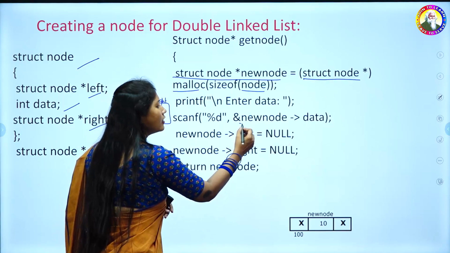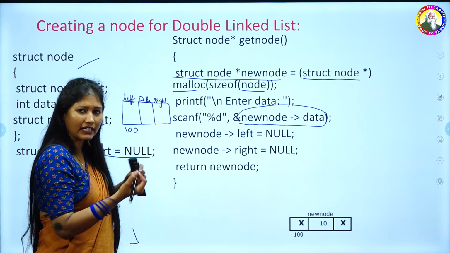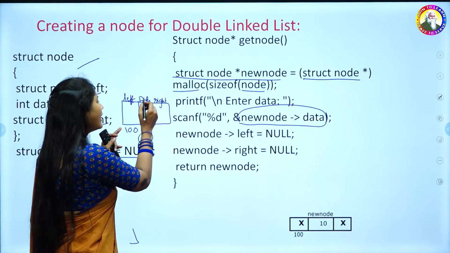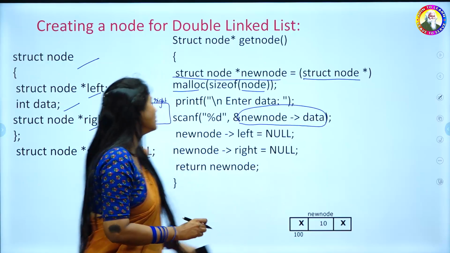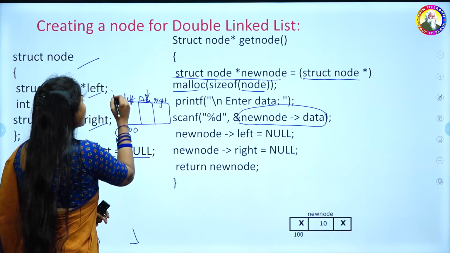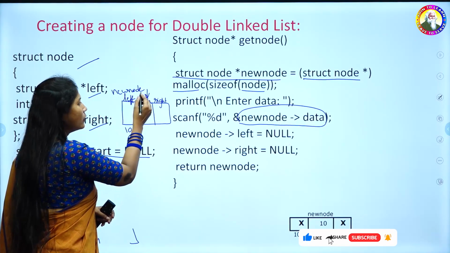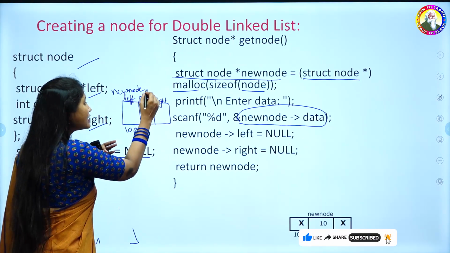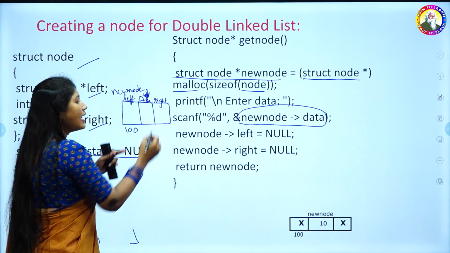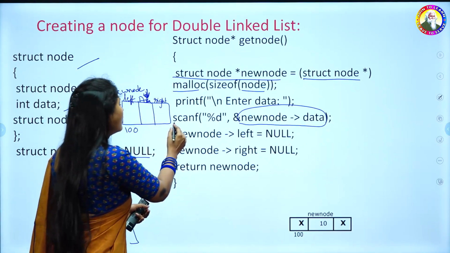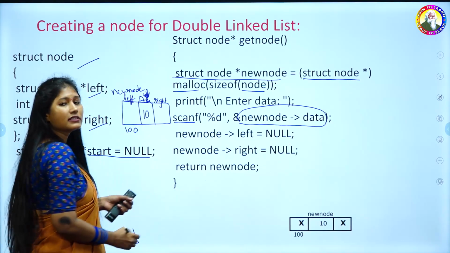Scanf. See here, instead of taking an a or a b variable, directly we are saying that in this new node, at this particular data, ampersand of new node data. This is a new node, right? The name we have given is new node. In this particular block, in this particular section, I need to enter some data. For example, here, by using the scanf, if I read the 10, that value will be inserted at this place.